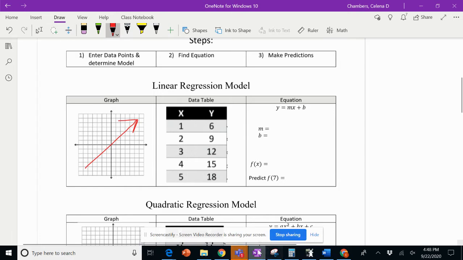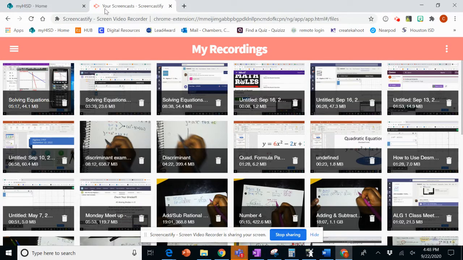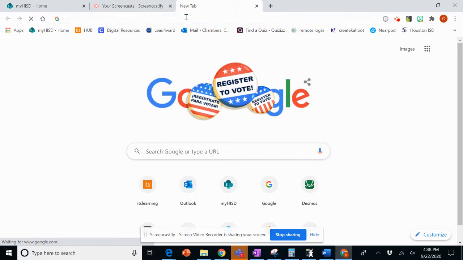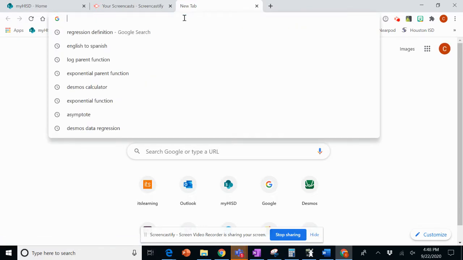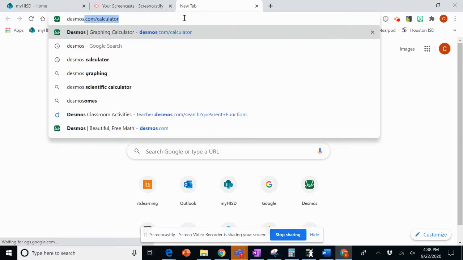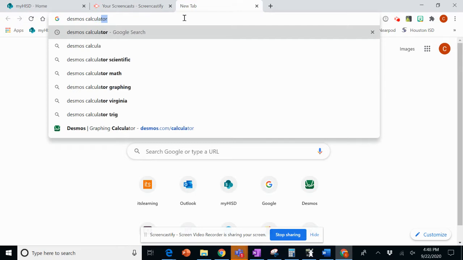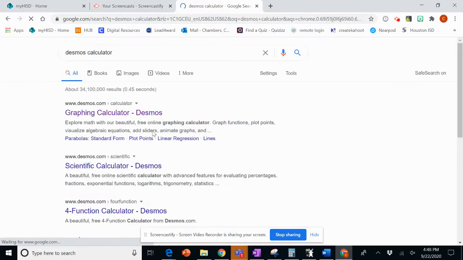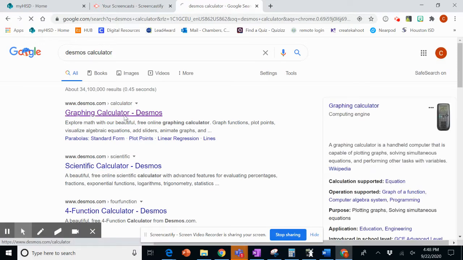So I'm going to go to Google. Here we go. And I'm going to go to a new tab. So on my new tab, I'm going to type in Desmos calculator. There we go. And we're just going to click on the first one.